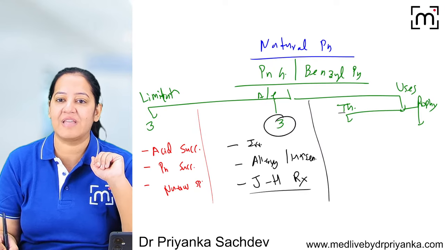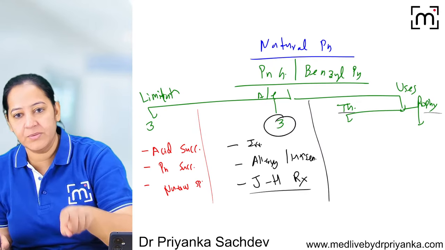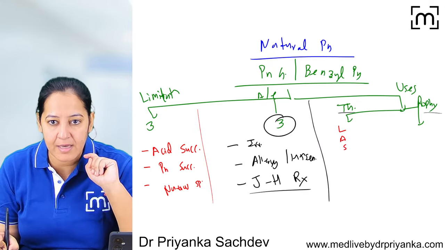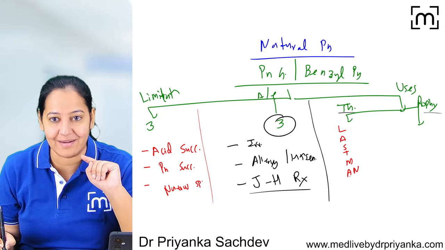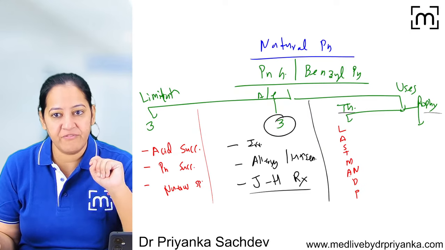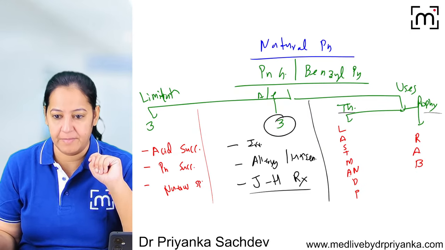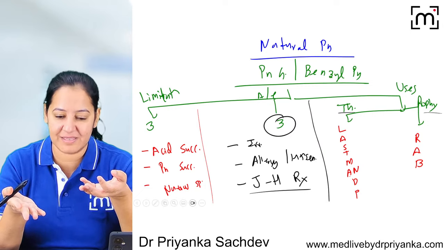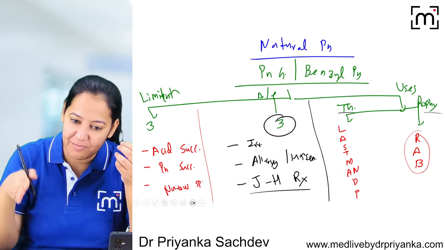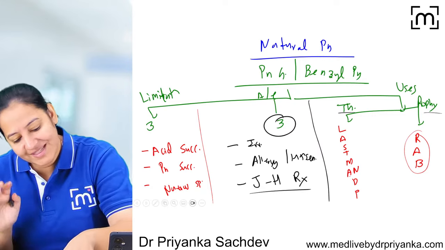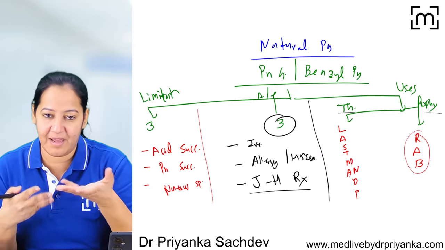There are two types of uses, therapeutic and prophylactic. For therapeutic uses, I have a mnemonic. The mnemonic is LAST MAN DP, where A and N are together. And prophylactic uses is RUB, RAB. You can make some better mnemonic if you have one. You can make BAR. LAST MAN DP, BAR, RUB, whatever you say. So just learn it. If you have some better version, tell me, I will share it with others.